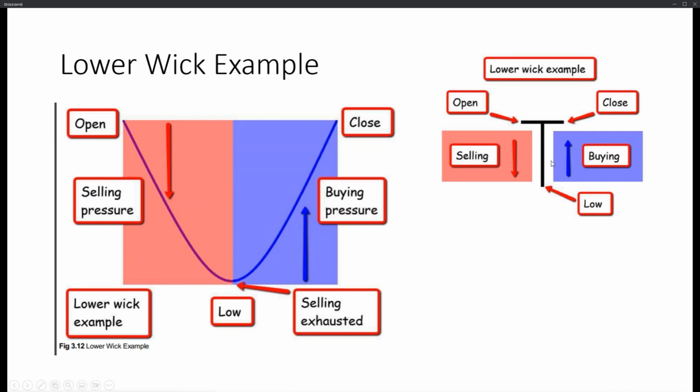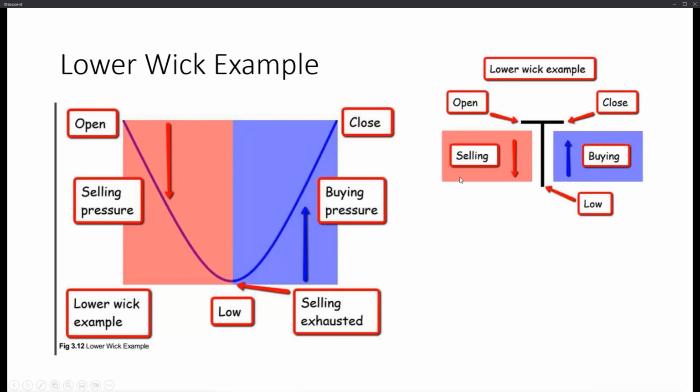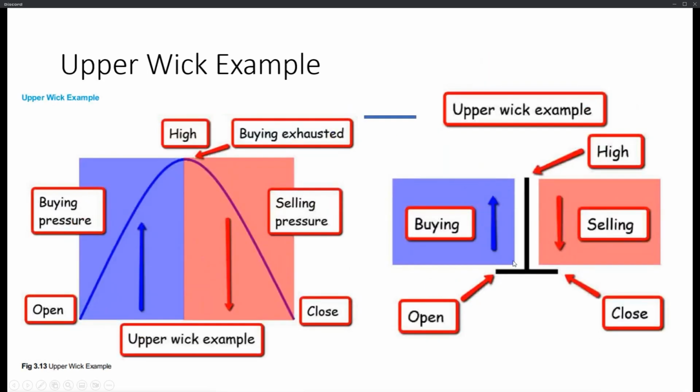If you have a lower wick example here, you have the open, you have the selling pressure, the lowest point, then you have the buying and you close there. So that's the lower wick example. And then you have the upper wick example, which would just be the flipped version, right? So you have the buying here. They get exhausted here. Buying exhausted, and then the selling pressure hits and they drive it back to the opening price, and that's how you get the upper wick.